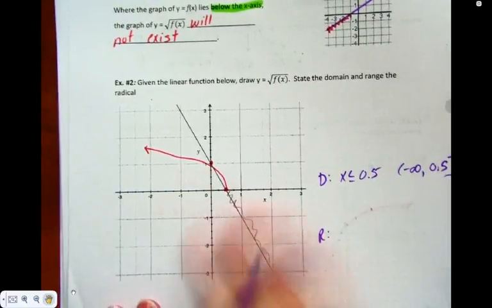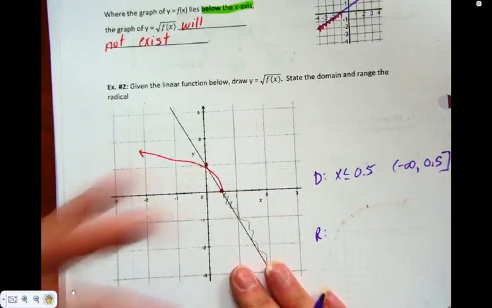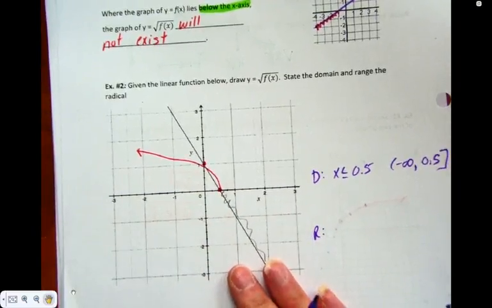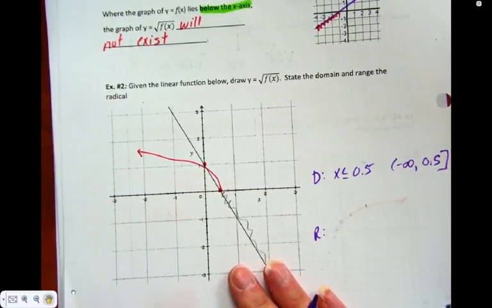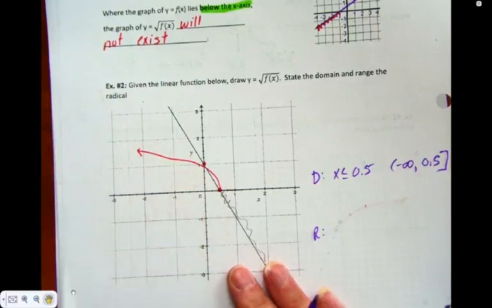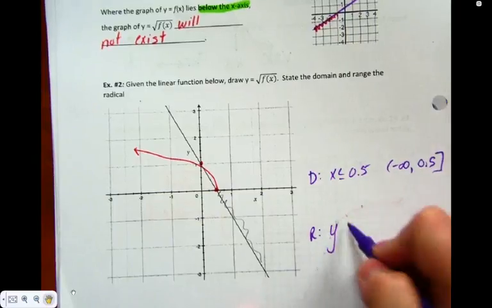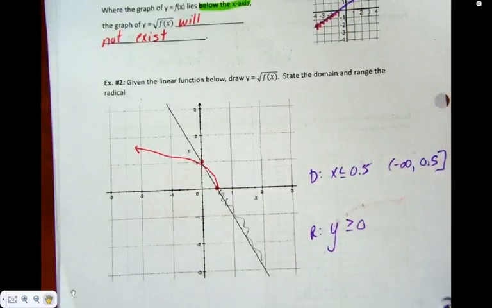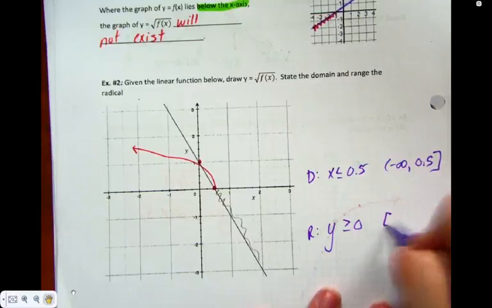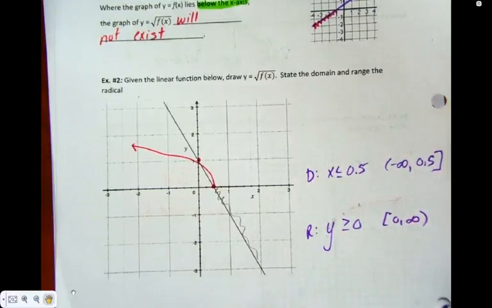There's no graph under here because we crossed it out, so that helps with the range. What's the lowest possible value of the range? 0. Arrow going on forever means the highest possible value is infinity, so y is greater than or equal to 0. If we want to match this guy, we're going to have 0 to infinity.